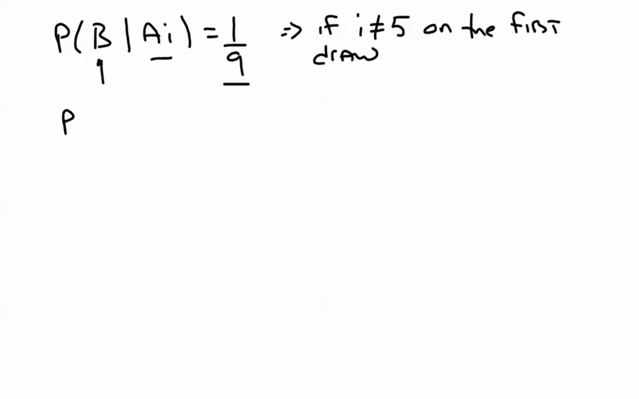The probability that I pull a 5 on the second draw, given that I pulled a 5 on the first draw, is exactly 0. The probability that I pull a 5 on the second draw equals 0 if I pull a 5 on the first draw.